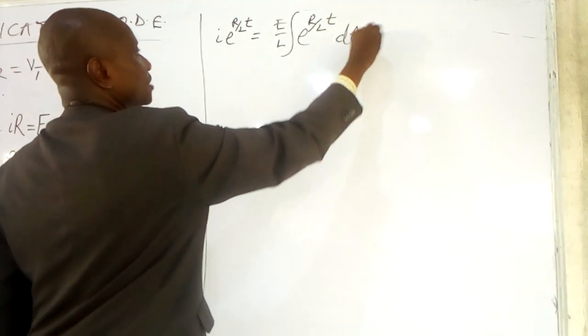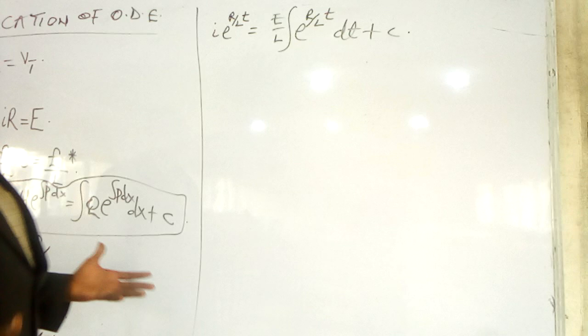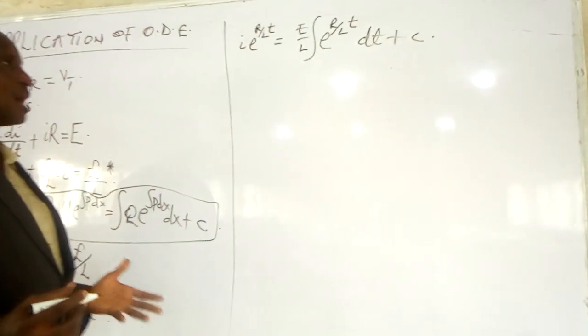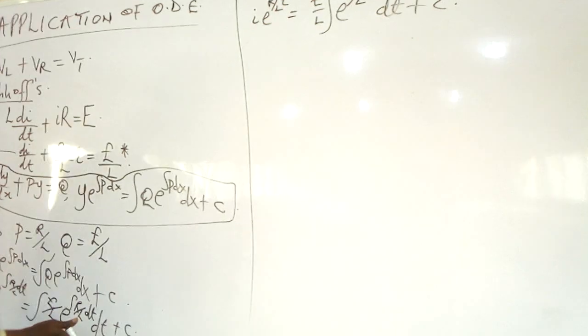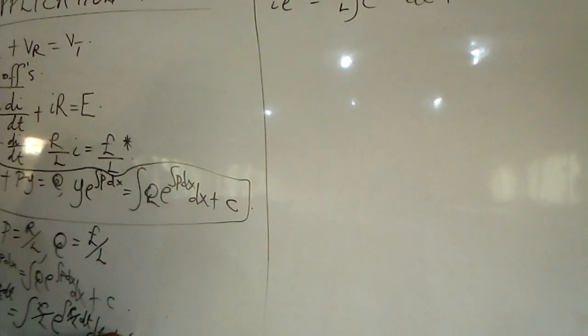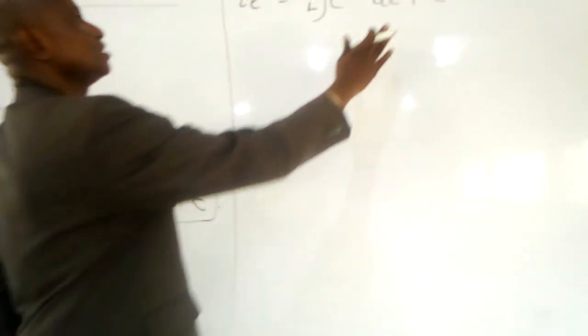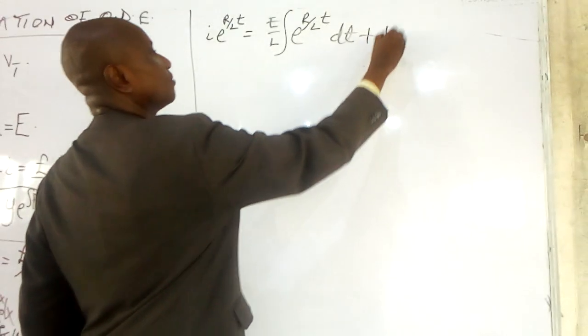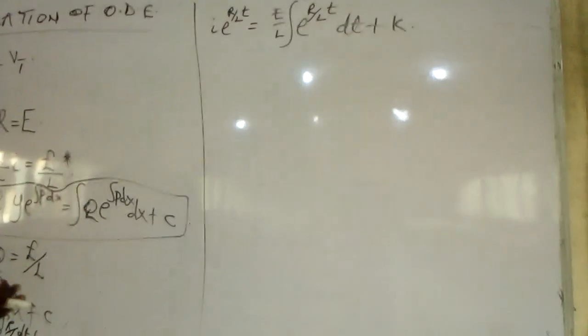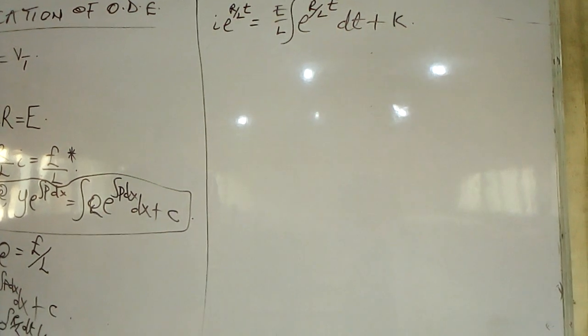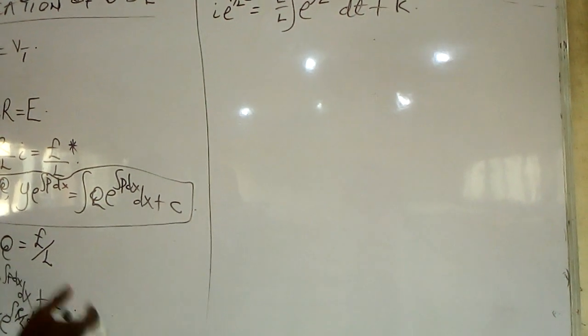dt plus arbitrary c. Now, take note that to avoid excess ambiguity, we could choose to use K here, constant K, rather than C, so that it does not connote the capacitance of a capacitor, since it's an applied problem. So this is an applied problem. This is what we are going to work with. K, not C.